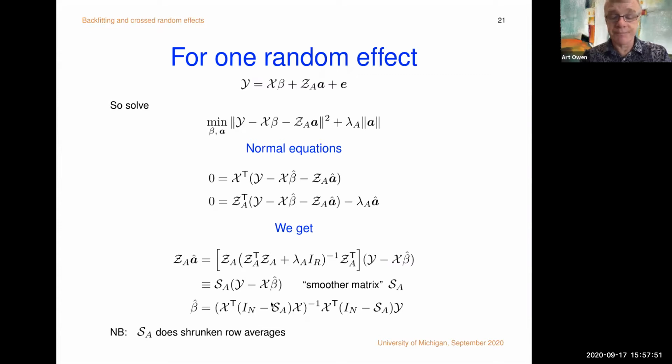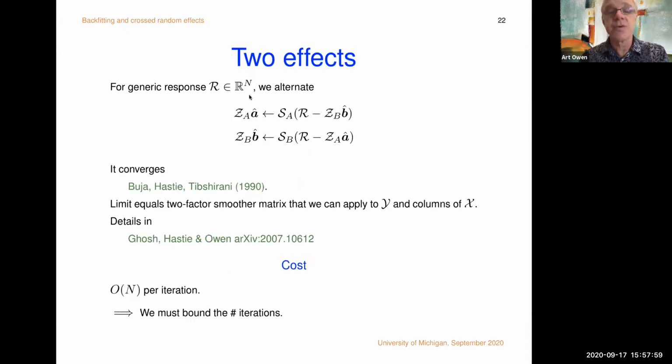So that's how it works if you do one random effect, but you don't need to backfit for one random effect. If you have two random effects, you can update the A's with an A smoother, update the B's with a B smoother, and just alternate. And in this paper, they prove it converges. And what do you get when you've done that? Well, you've got a two-factor smoother matrix, or an implementation of it.